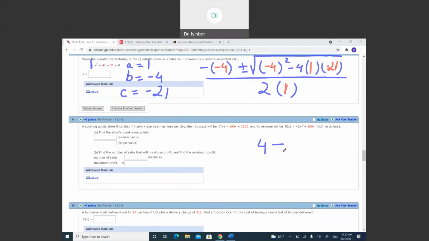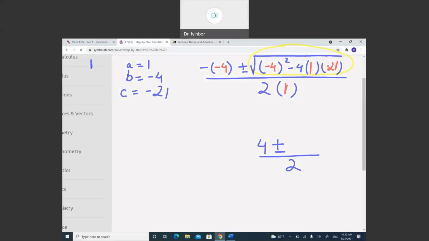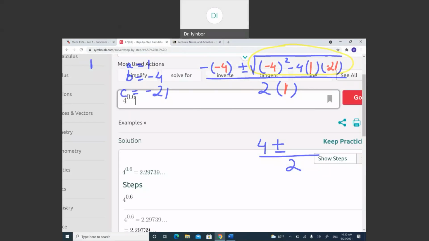I'm going to put all this in the calculator. So the square root of all this is going to go in the calculator to simplify. See what you get? And then everything over 2 times 1 is 2. So let's see what the square root is first. I'm going to go to the calculator in Symbolab, and I'm going to delete this and put square root.